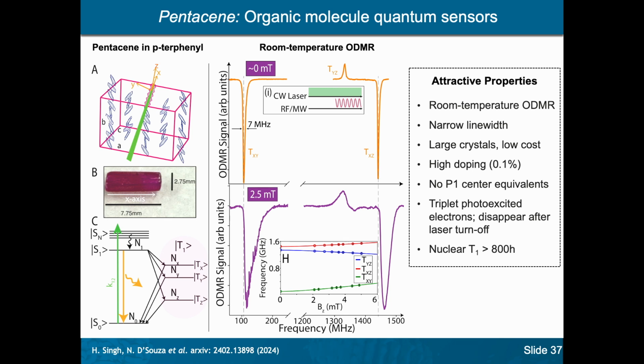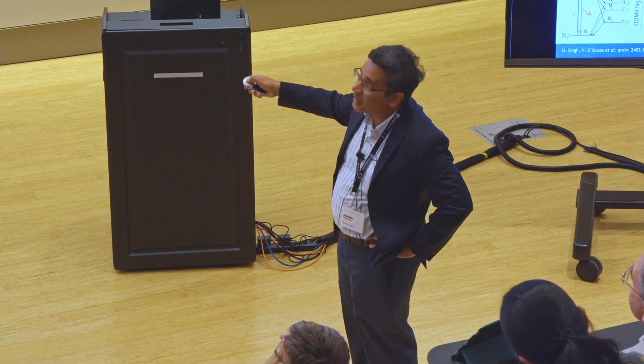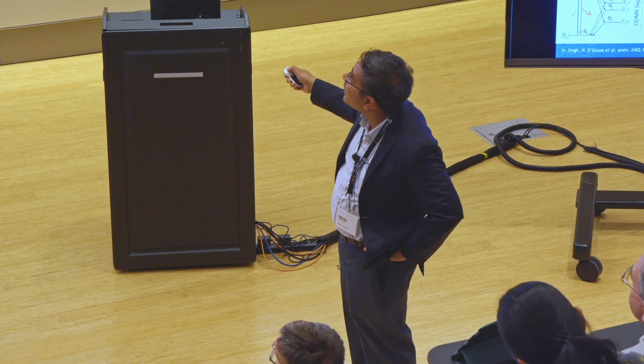So very narrow line width, and that's because actually every molecule acts as a sensor. For experts in the audience with diamond, you have these things called P1 centers, which are not NV but nitrogen. And so there is no equivalent here. You can grow very large crystals at very low cost. The total cost of a crystal like this is probably $100 to grow.